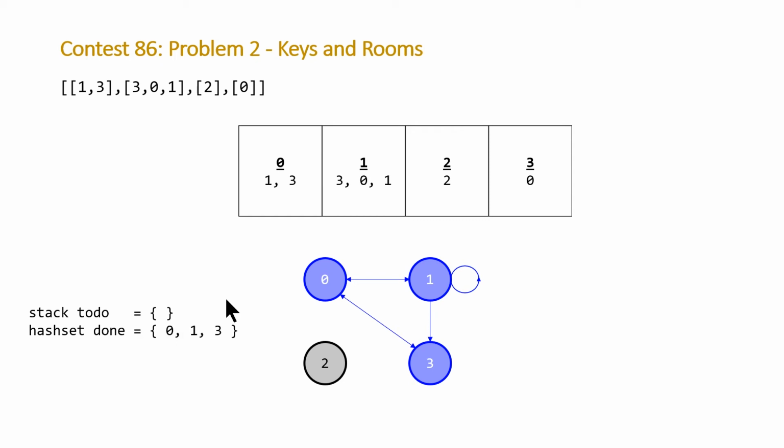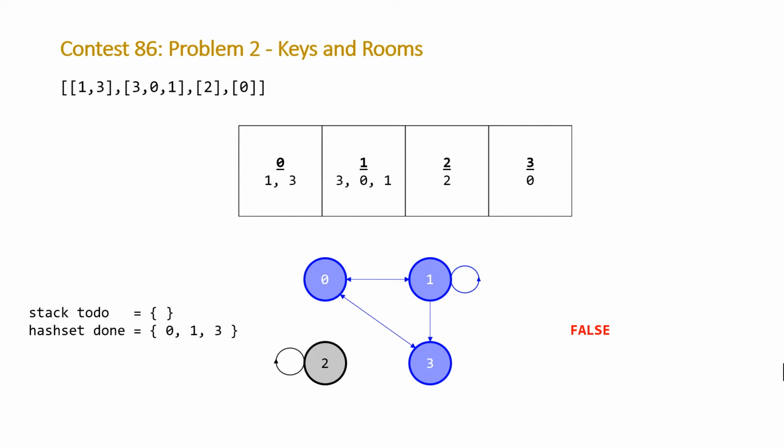So at this point we're going to check if our hash set has the same size as the number of rooms, which it doesn't. And so this last key you can only get if you're currently in that room, so we can't access it. So in this example, we would return false. So that's the general idea. It's a pretty straightforward problem if you're familiar with BFS or DFS algorithms.